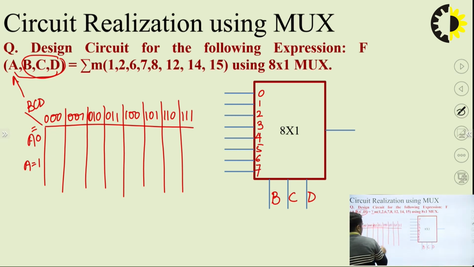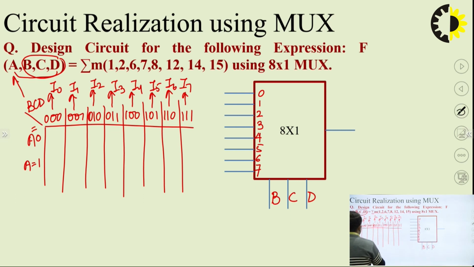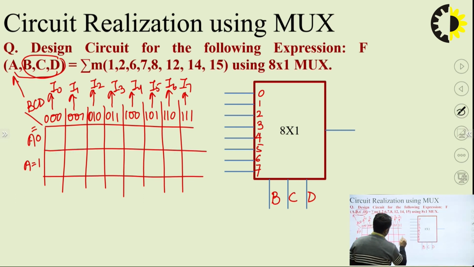So if I place BCD equal to 000, what will be selected? I0. If it is 001, then I1. If it is 010, then I2. Similarly I3, I4, I5, I6 and I7. And the thing we have to remember is that we are not going to use A.